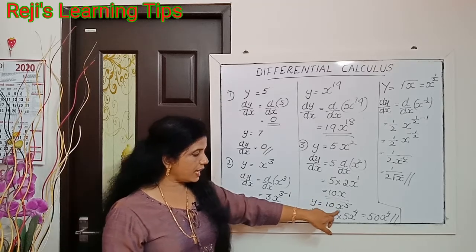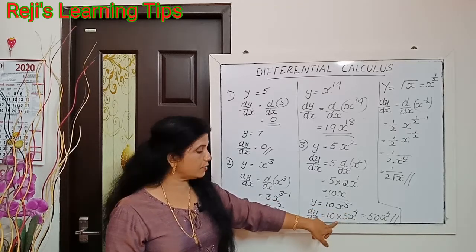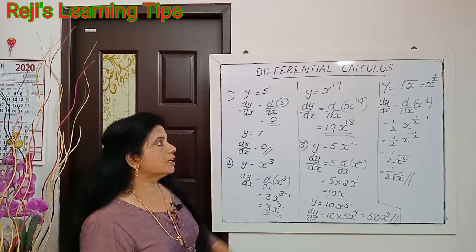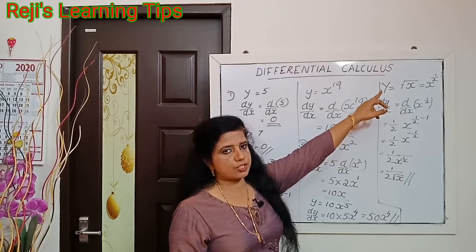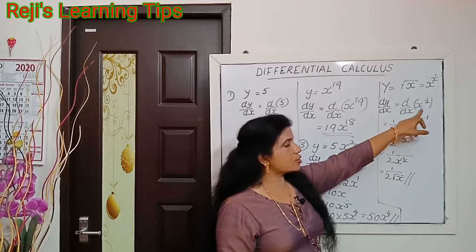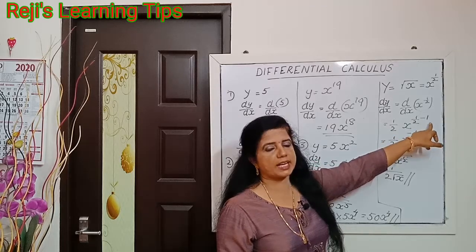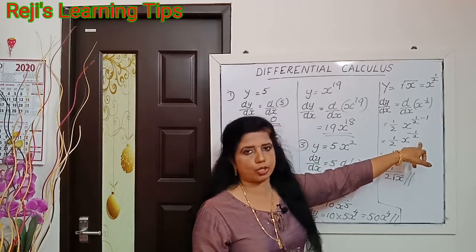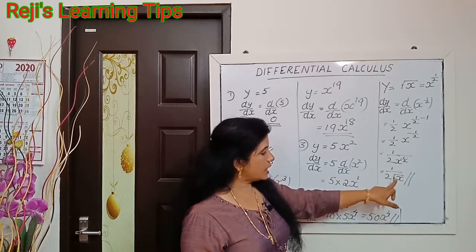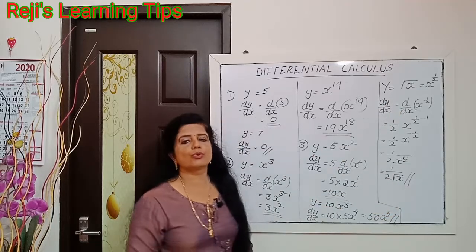One more question, y is equal to 10x raised to 5. Then 10 into the derivative of x raised to 5, that is 5x raised to 4. That is equal to 50x raised to 4. y is equal to root x. Root x means x raised to 1 by 2. The derivative of root x means d by dx of x raised to half, that is equal to 1 by 2 into x raised to 1 by 2 minus 1. 1 by 2 minus 1 is minus 1 by 2. So that is 1 by 2 into x raised to minus 1 by 2, which is equal to 1 by 2 root x. The derivative of root x is equal to 1 by 2 root x.